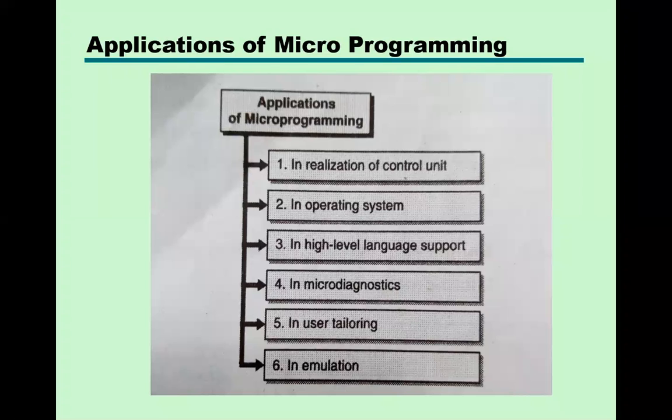And the last one is emulation. Emulation refers to the use of microprograms on one machine to execute programs originally written for another machine. So actually you are implementing a program on one machine and you are executing a program of another machine. That is the emulation. So at that time also we use microprogramming, and you will find it is widely used if you are migrating from one computer to another computer. At that time this emulation is required. So these are the multiple applications of microprogramming.